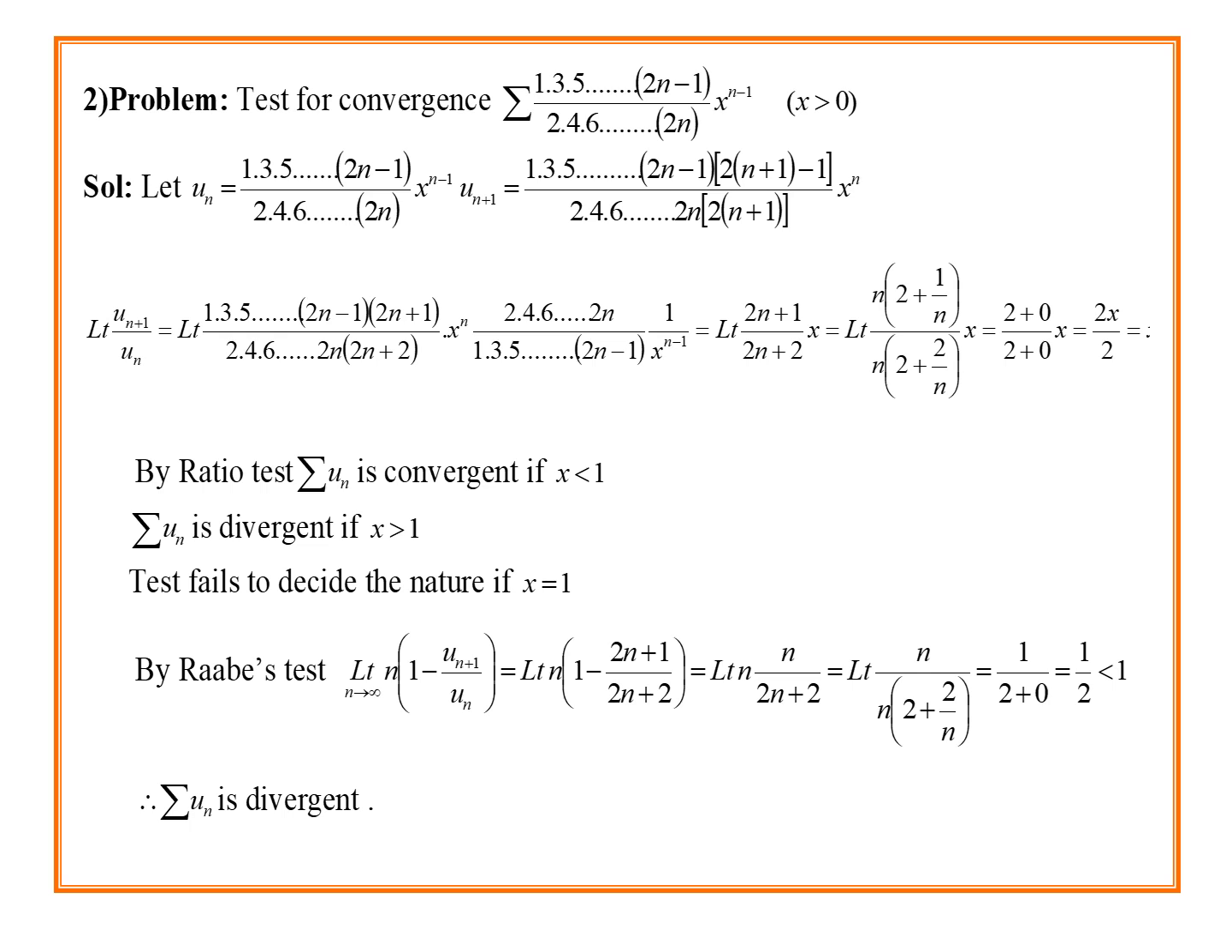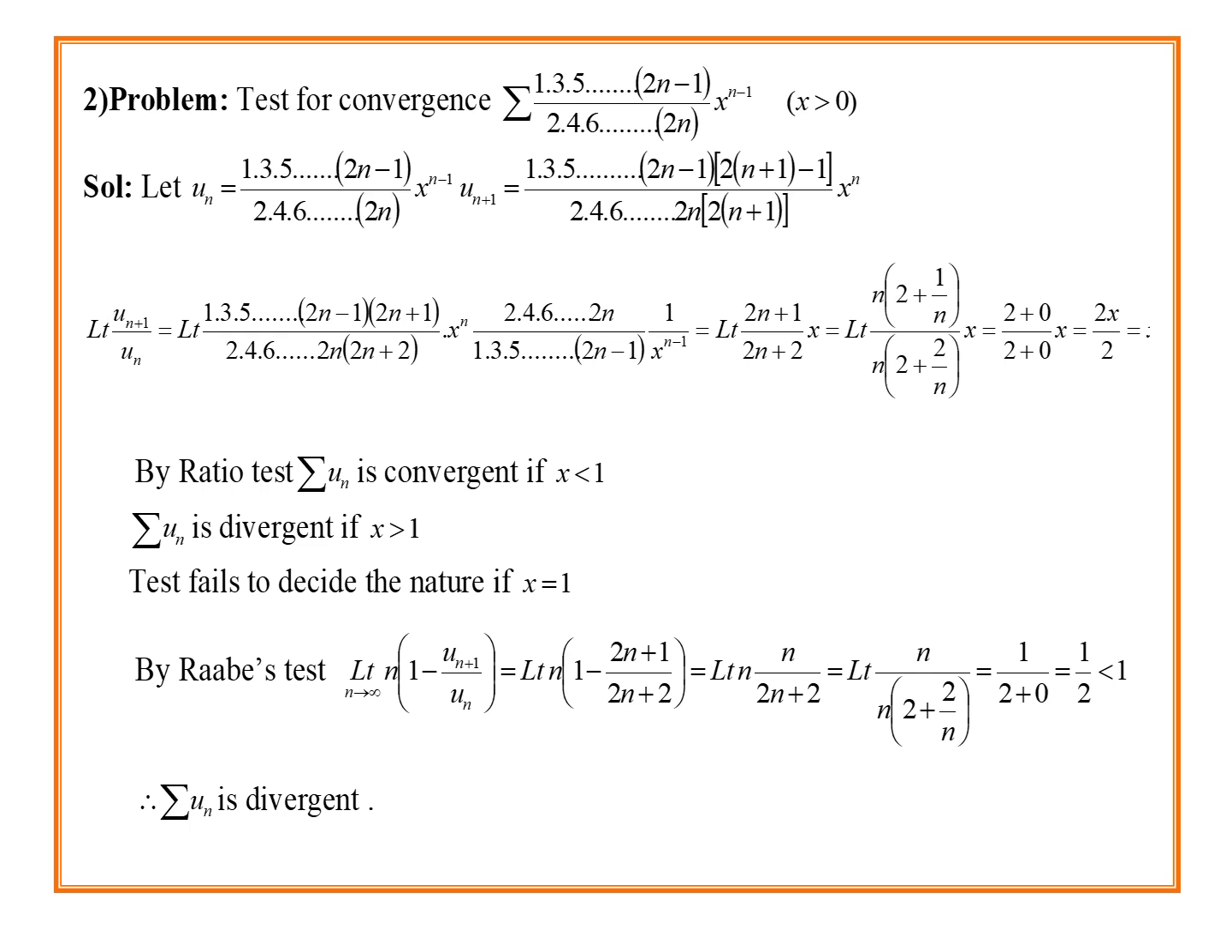So by using Raabe's test, first we should calculate limit n tends to infinity n into 1 minus u of n plus 1 by un, is equal to limit n into 1 minus. So do you know value of un plus 1 by un? What is the value here? 2n plus 1 by 2n plus 2. That is equal to limit n into, it can simplify, n by 2n plus 2. That is equal to limit n by n into 2 plus 2 by n.